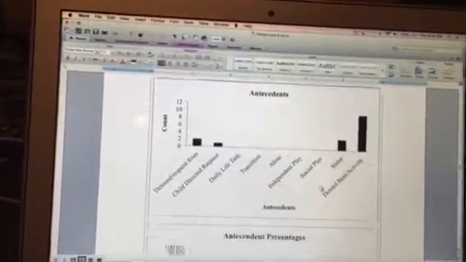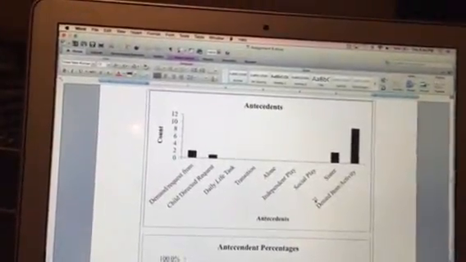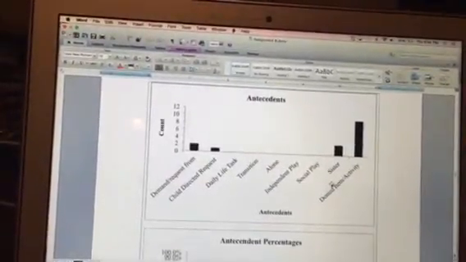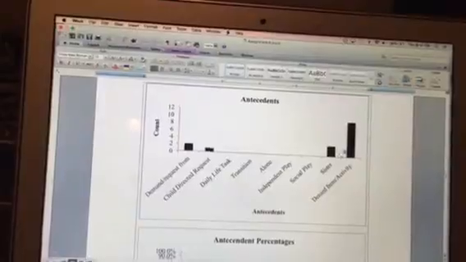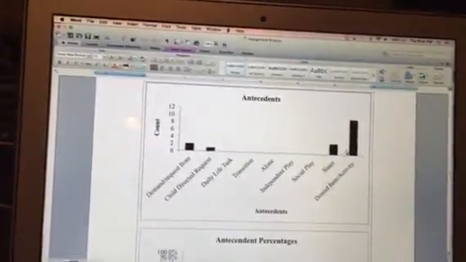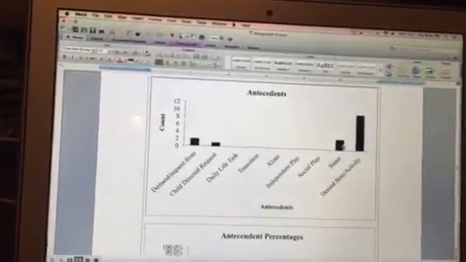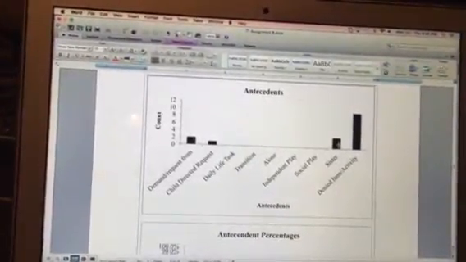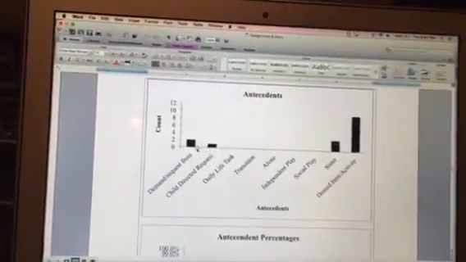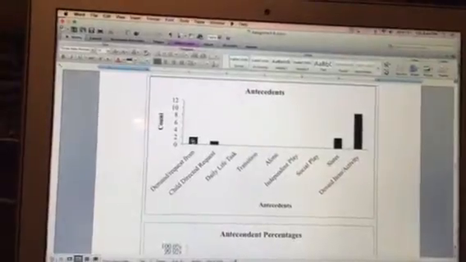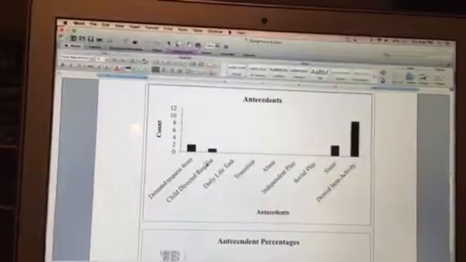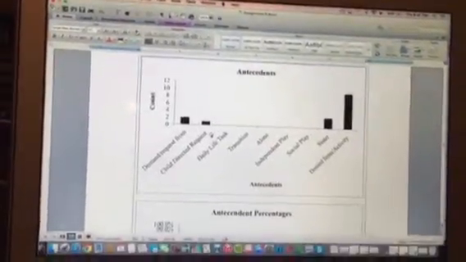When you look at this graph, these are the antecedents. As you can see, being denied an activity was the antecedent that occurred the most, at right around 10 times. Next was the presence of the child's sister, at about 3 times. Then a demand or request from an adult was about 2 times. And then the denial of a child-directed request was about 1 time.